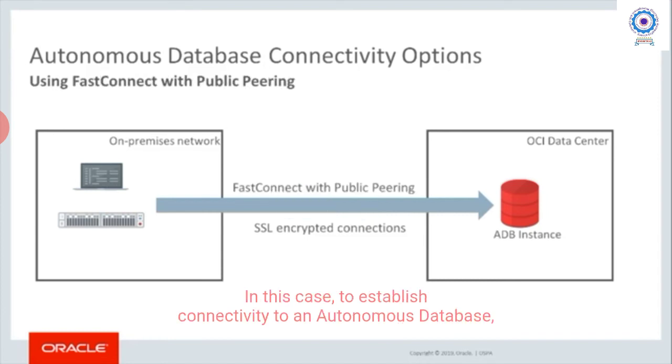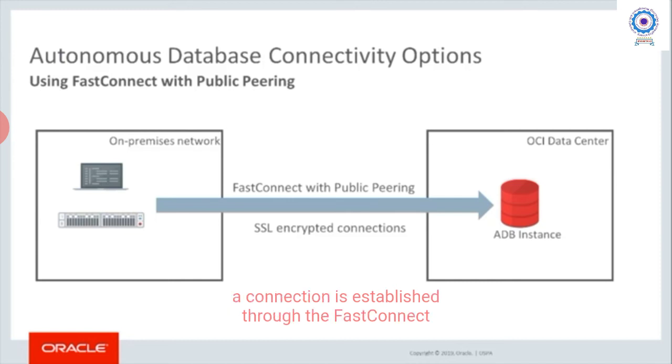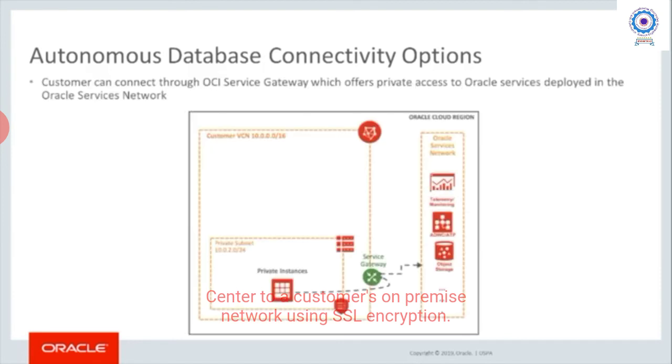In this case, to establish connectivity to an Autonomous Database, a connection is established through FastConnect with the public peering service offered from the Oracle Data Center to a customer's on-premise network using SSL encryption. Oracle Cloud offers the Oracle Cloud Infrastructure Service Gateway Service, which offers private access to Oracle services deployed in the Oracle Services Network. This allows for additional levels of privacy and obfuscation for customers that require complete network isolation and private security.